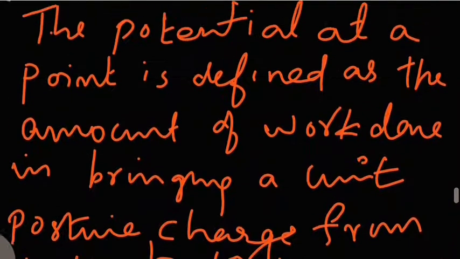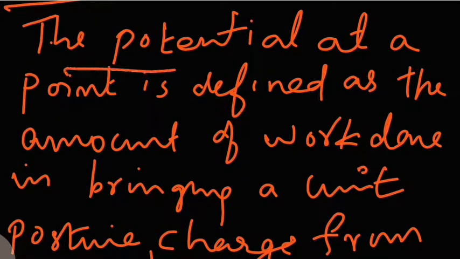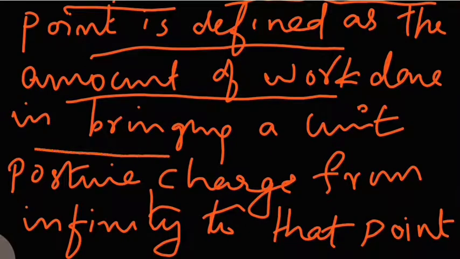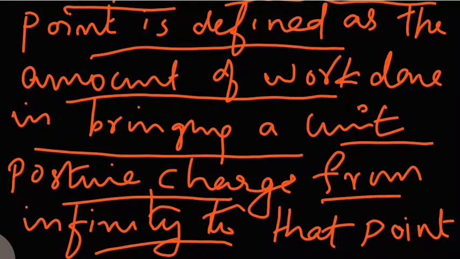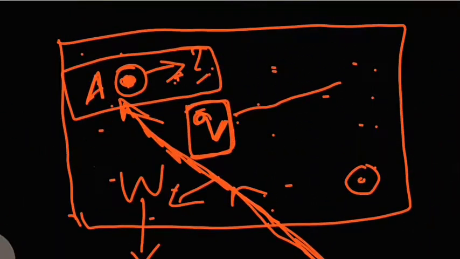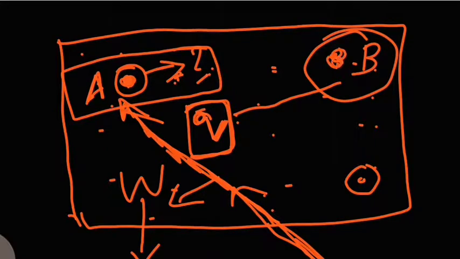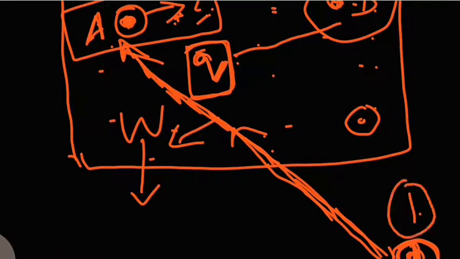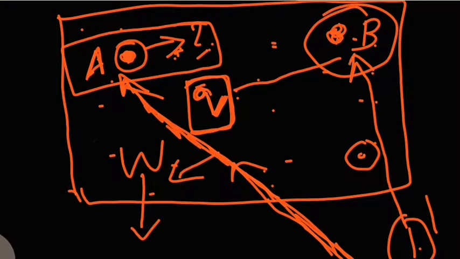So we can define the potential at a point as the amount of work done in bringing a unit positive charge from infinity to that point. If you want to find the potential at any other point, let it be B, you have to take a unit positive charge from infinity, at a very long distance, and when you bring that charge from infinity to the point B, we will be doing some work. That work will be stored as potential, and potential is represented using the capital letter V. So that is the definition of potential.